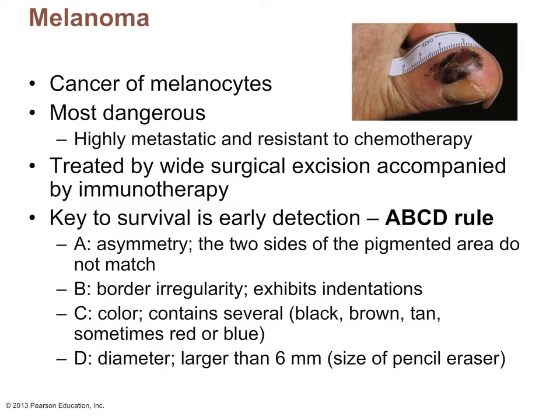The C stands for color. Normal moles and nevuses are uniform brown in coloration. On the other hand, a melanoma tends to blend several colors. We tend to see blacks blended with browns, blended with tan, and sometimes red or blue. So if you see a lesion or a mole that's multicolored and has irregular borders, this is something that you want to bring to the attention of your general practitioner or your dermatologist.